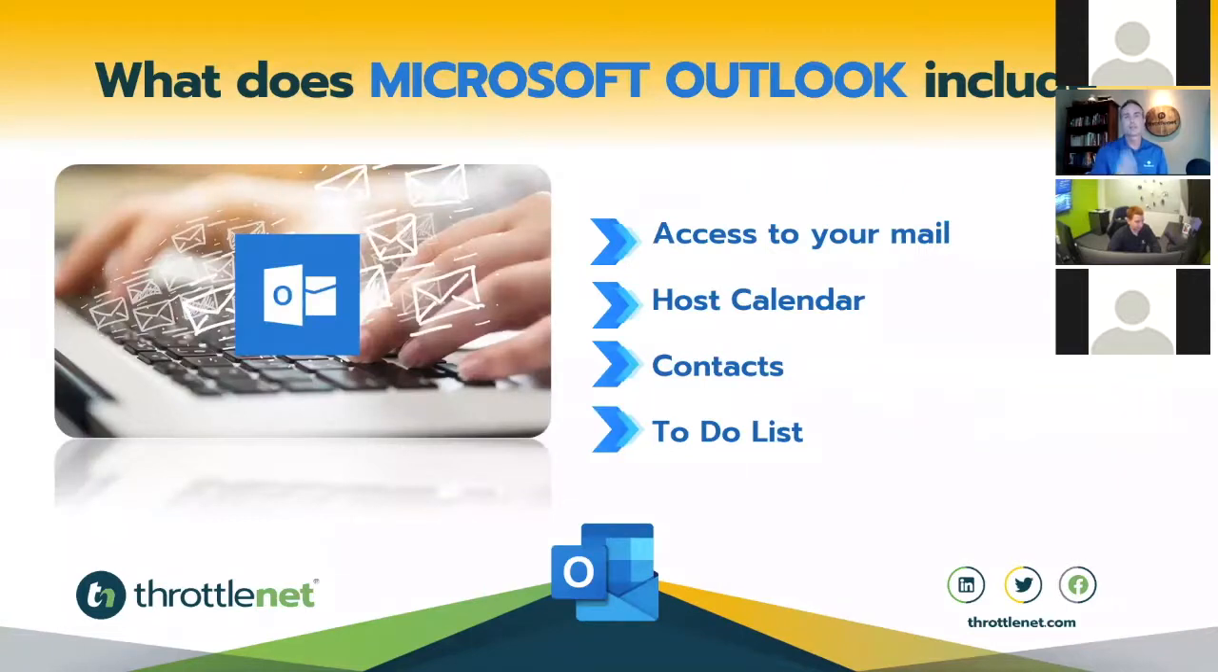So what does it include? Well, we essentially covered that earlier. It's going to give you access to your mail. It's going to host a calendar for you, or multiple calendars, depending on how you want to set it up. We'll be talking about that later. It's going to have your contacts in here, and it's typically going to have a to-do list. So these are the core components that most individuals see whenever they're talking in terms of Microsoft Outlook.